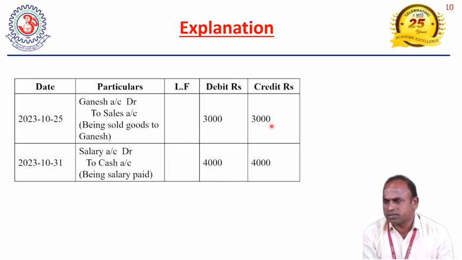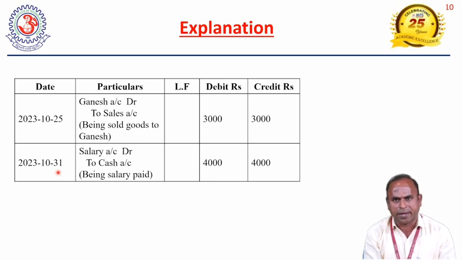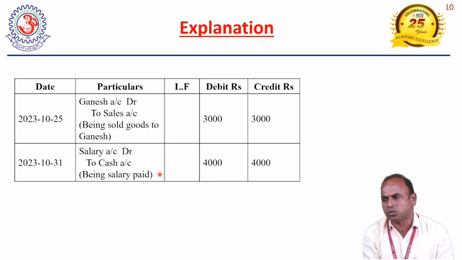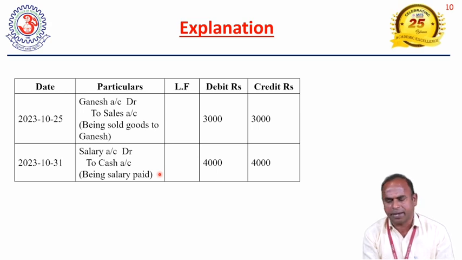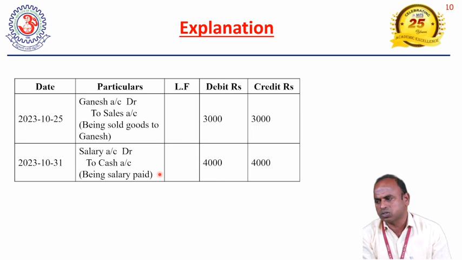The last one, 31st October 2023, salary paid every month by the owner or proprietor. So in business point of view, it is the expenses. As per the nominal account, expenses, you write down debit side. You paid in the form of cash to the workers. So cash is real account. So cash goes out, you write down credit side, to cash account. The narration is being salary paid. The amount is 4,000 and credit side also 4,000 rupees.